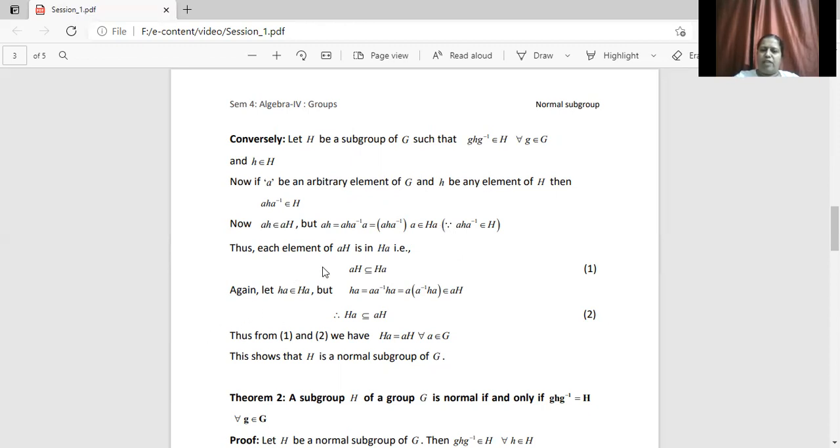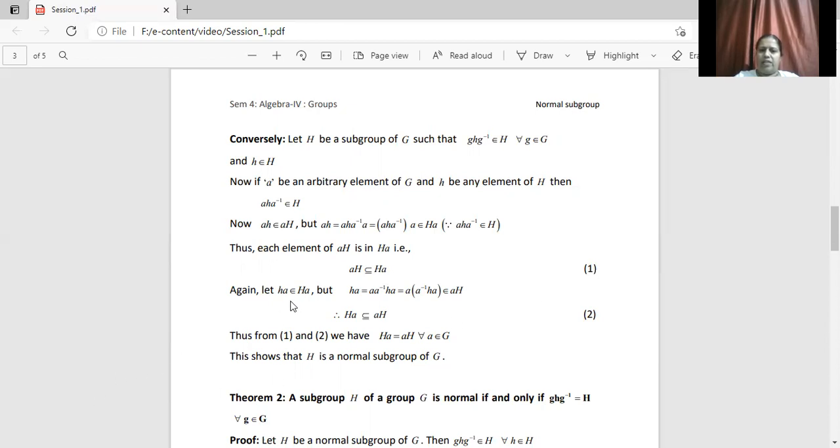Thus, each element of aH is in Ha. See here, we started with ah and that belongs to Ha. Therefore, each element of aH is in Ha. That is, aH is the subset of Ha. Let it be equation 1.